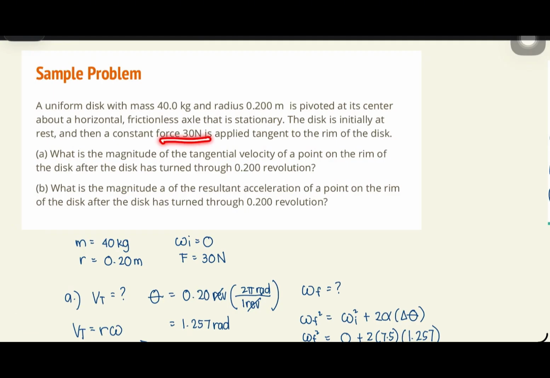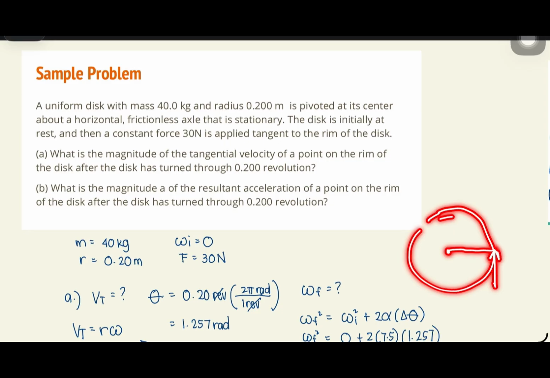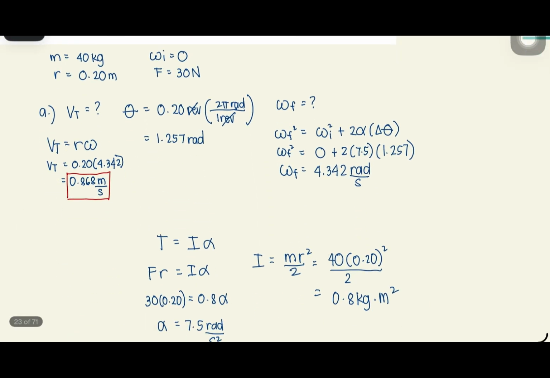Kasi in-apply yung force 30 Newton tangent sa rim ng disk. So, ganito yung itsura niya. Tangent siya. So, ibig sabihin, yung axis of rotation, may distance siya papunta dun sa force applied equals to radius. Pag tangent, tatandaan nyo, lagi po yan perpendicular sa radius. So, mag-equate siya sa 90 degrees.